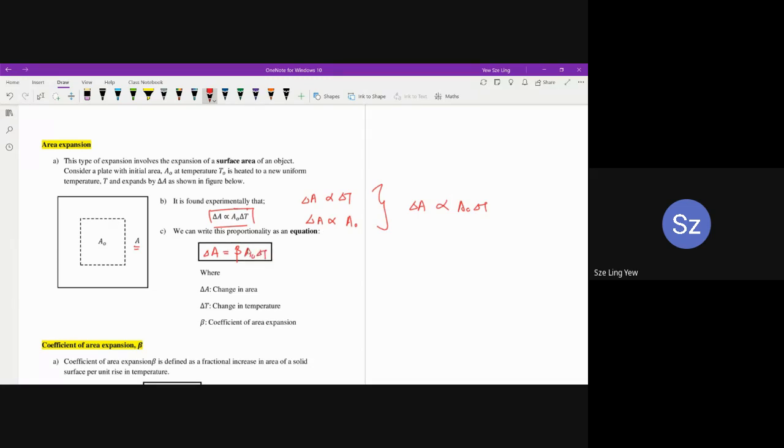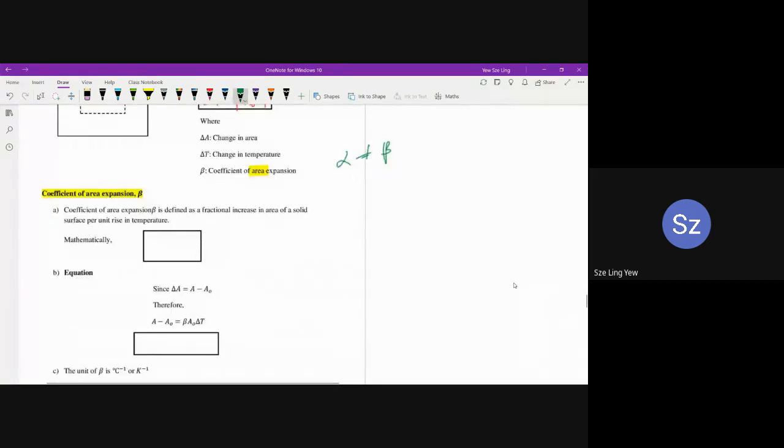Now you see, the way we write the equation is exactly the same as linear expansion. The difference is in the symbols used in the equation. In linear expansion, we use L. In area expansion, we use A. In linear expansion, we use alpha. In area expansion, we use beta. So delta A represents the change in area. Delta T is the change in temperature. Beta is the coefficient of area expansion. So don't get confused. Alpha is not the same as beta. They are different. So what is the relationship between them then?